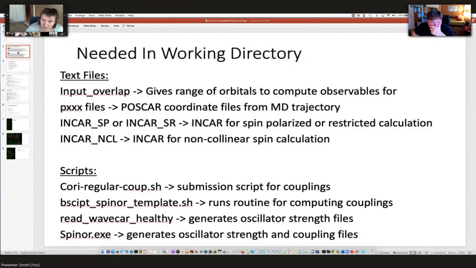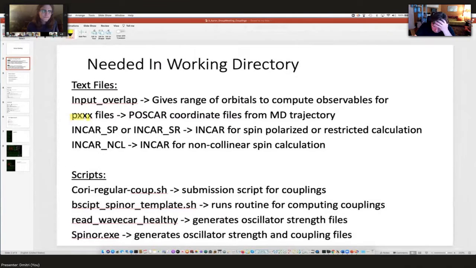So there are two categories of things that you need when you do these calculations. You need various text files, so input overlap, which we've covered in a couple of previous meetings. That just gives the range of orbitals to compute couplings that we care about, so usually within the range of the band gap. You need these PXXX files, which you make during molecular dynamics trajectories. I don't think we've covered it, but there is a VTST script, which will make those from the XDATCAR, from wherever you did your molecular dynamics.